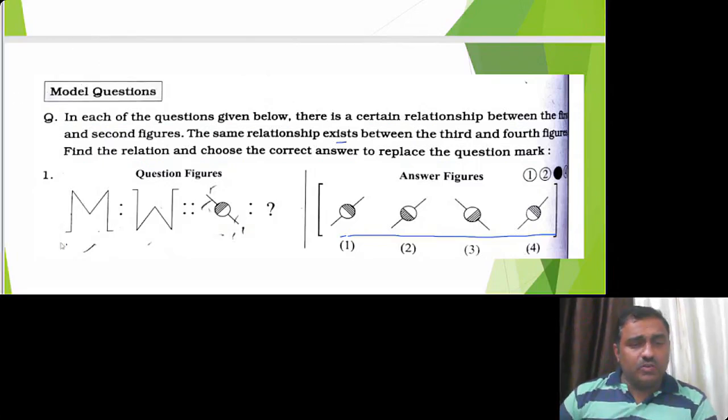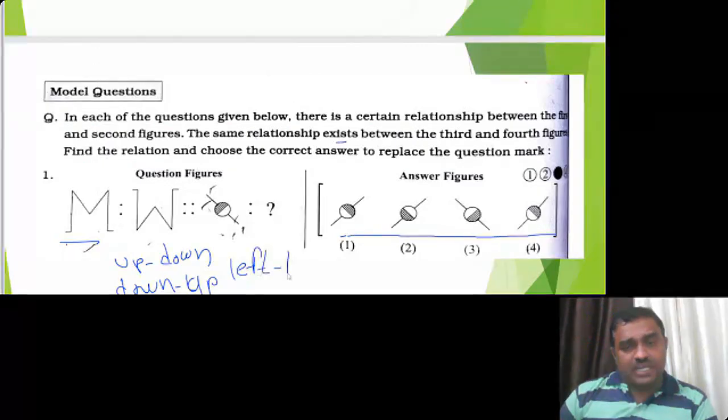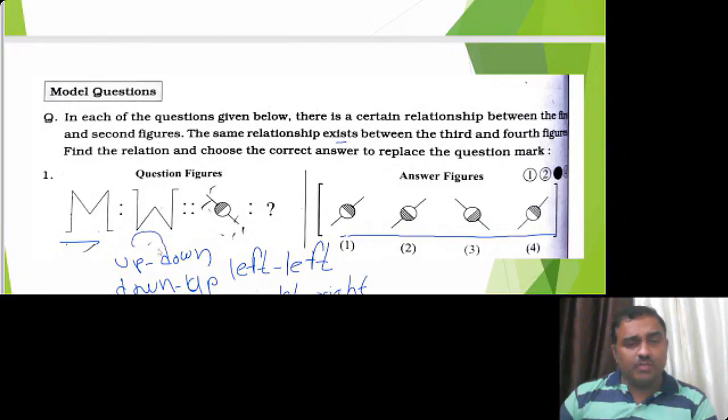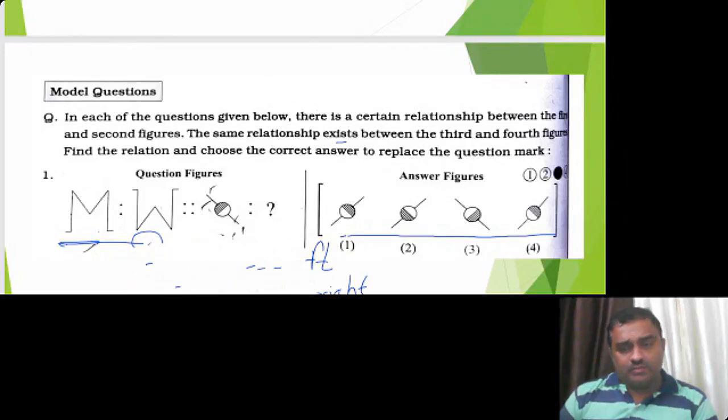Yes, we know that in water reflection, up becomes down and down becomes up. We know it. Left remains left. I'm talking about water images. Right remains left. Sorry, right remains right. What changes? Only up becomes down, down becomes up in water images. So definitely here is a water image. Now we have to find out the water image for the given figure. So let's see.